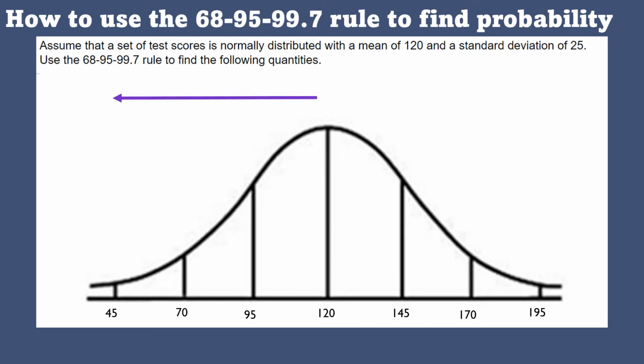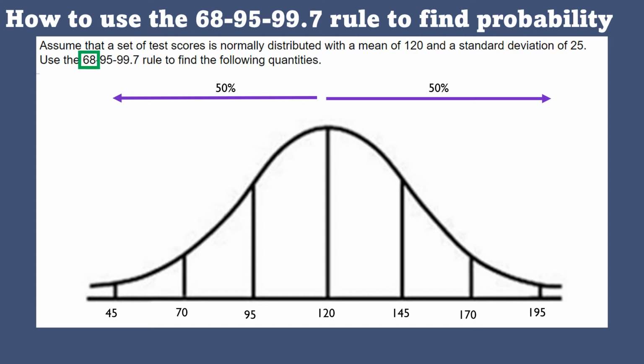If I just wanted to ask about the probability on the left side or the right side, I would say it's 50% on the left and 50% on the right, because this is a nice normal symmetric data set. So if the average is 120, then 50% of the scores were less than 120.